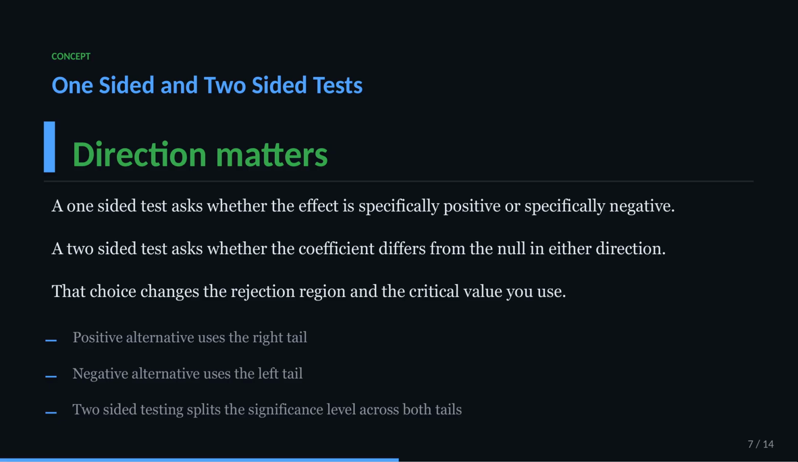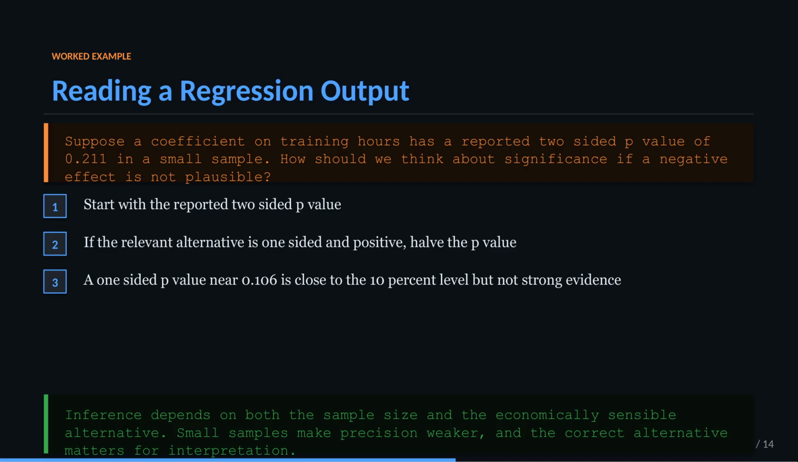In a two-sided test, we split the significance level across both tails. So the same estimate can look stronger or weaker depending on the economic question being asked. Suppose a regression output reports a two-sided p-value of 0.211 for a coefficient on training hours. If a negative effect is not economically sensible, a one-sided positive alternative may be more appropriate.